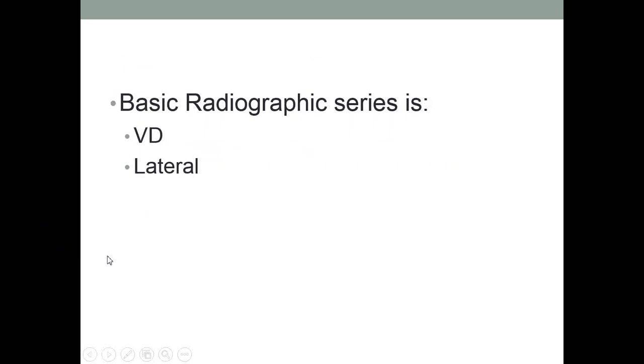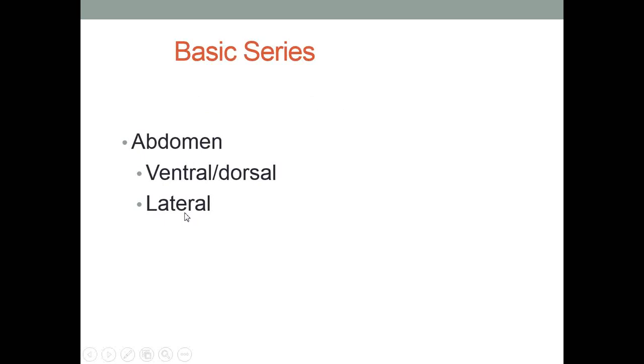Two basic series for radiographs: the ventral dorsal view, what you chiropractors call AP or P to A, where you set the patient up by the film, and then laterals. Two basic views. So AP or P to A, VD as we call it, and then lateral. Basic series of abdomen, ventral dorsal and lateral for abdomens, as we just said.